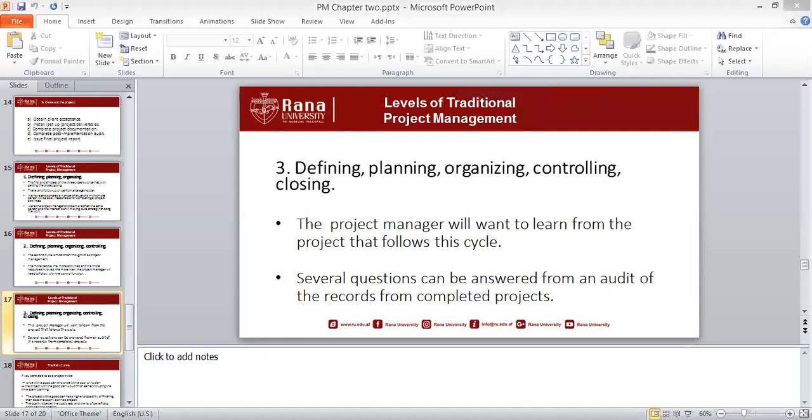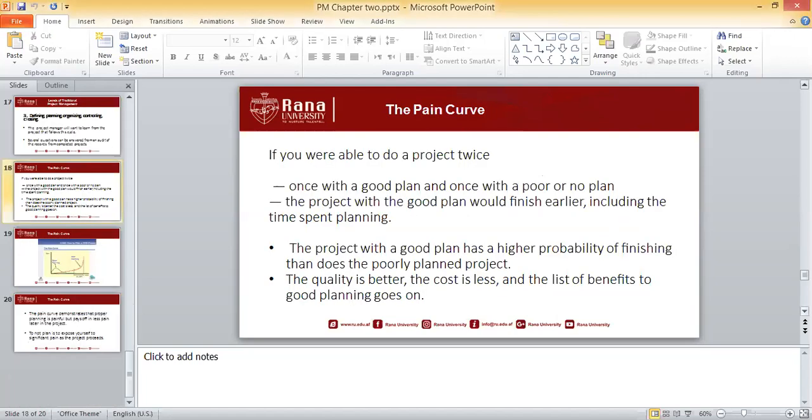When the project manager finds the answers to those questions, the information is stored in the form of documents or final project reports, and these will be further utilized. The information will be utilized in the future for similar projects. So the last topic in this lecture, we have the pain curve.